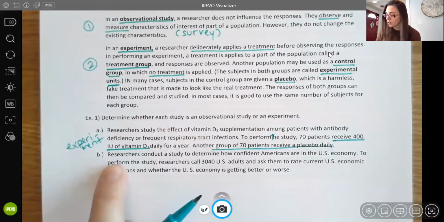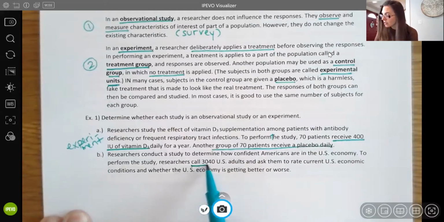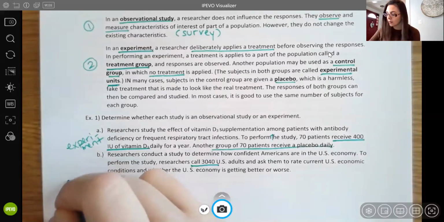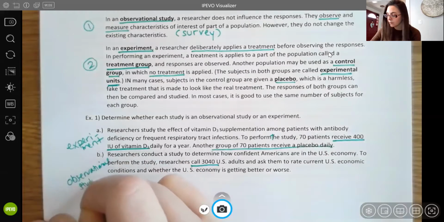In example B, we see researchers conduct a study to determine how confident Americans are in the U.S. economy. To perform the study, researchers call 3,040 U.S. adults and ask them to rate the current U.S. economic conditions and whether the U.S. economy is getting better or worse. So notice they're conducting some sort of survey or poll. The researchers are not influencing it in any way. They're not telling people how to answer or giving them additional information. They're just asking for their opinion or how they feel about a topic. So they are simply observing. So that is an observational study.